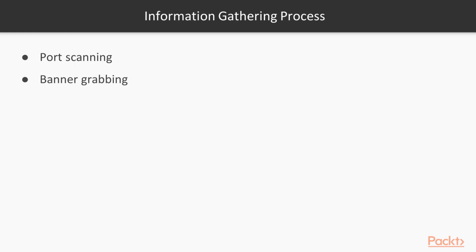Banner grabbing means OS detection or service identification. So I can also find information about the operating system running on the victim machine, and network monitoring, and I can also monitor my network with the help of Metasploit. So these are the steps in the information gathering process.